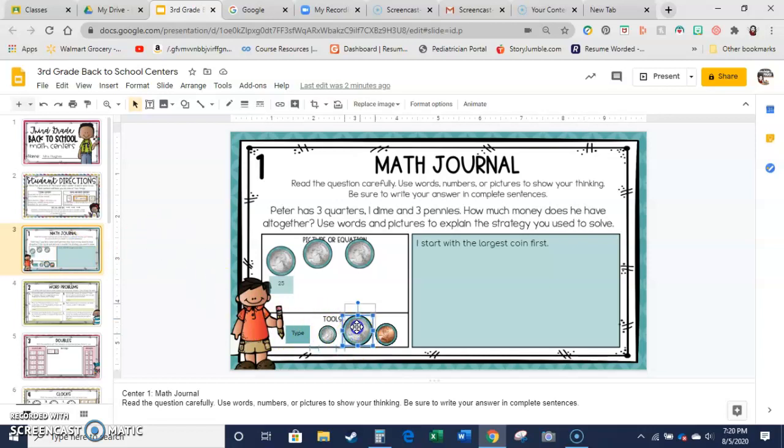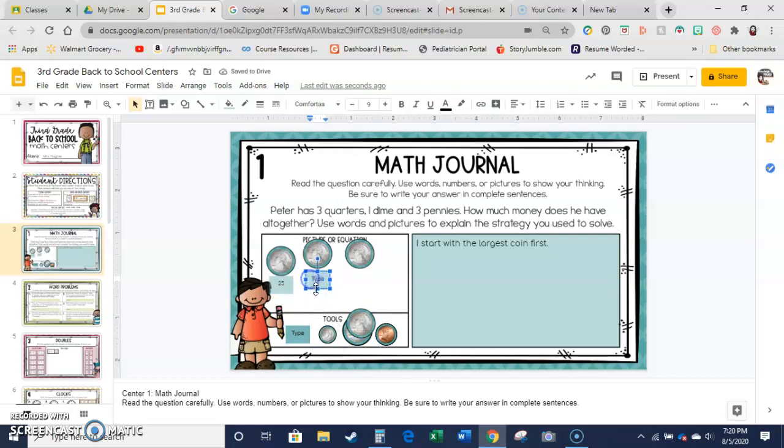Here, you can move the coins up and then add a text box underneath. Click inside the text box, you can highlight it, and then use count on to figure out the amount of money. Be sure to read the word problem carefully. Then over here, you're going to type in your explanation. I have already started my explanation with, I start with the largest coin first. Then continue to write an answer explaining how you came to your final solution.